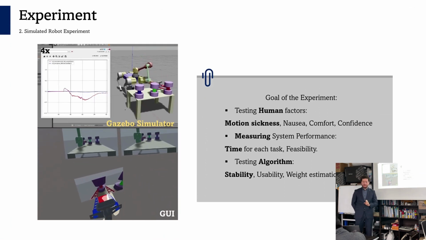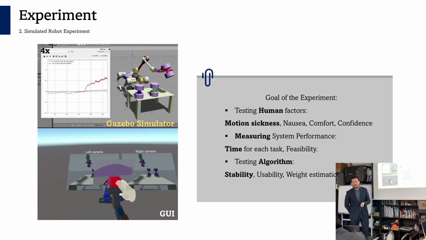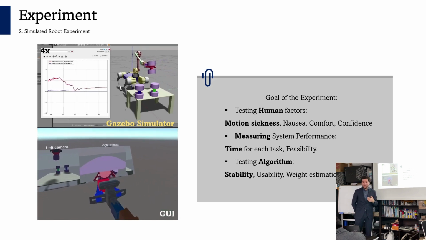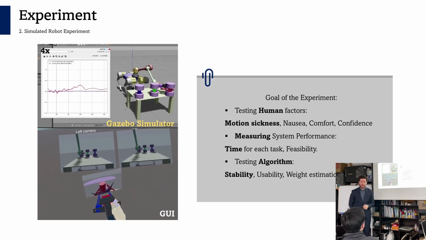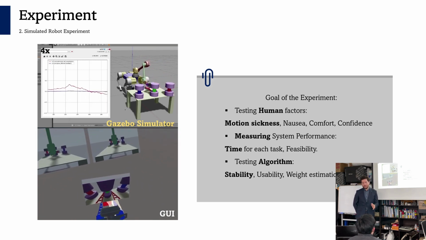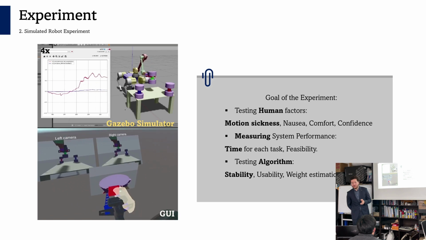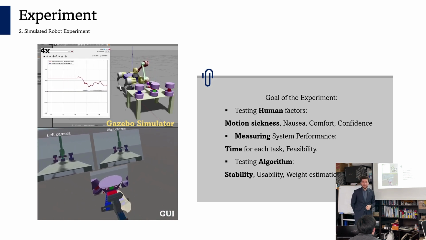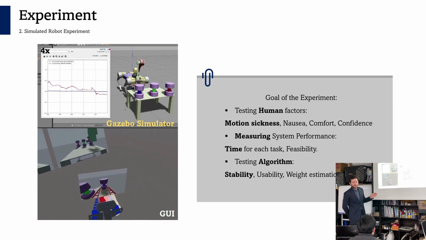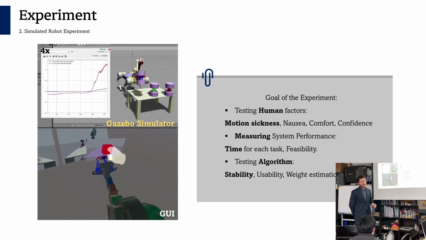The goal of this experiment is mainly testing human factors such as motion sickness, nausea, comfort level, confidence, and performing tasks. Secondly, measuring system performance by measuring feasibility and time taken for accomplishing each task. Last but not least, algorithm stability, usability, and also accuracy.